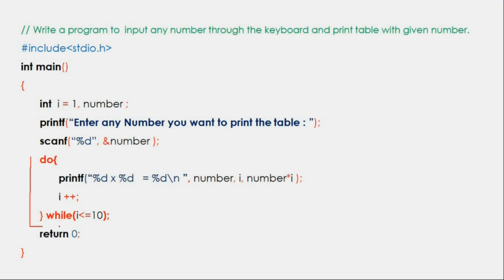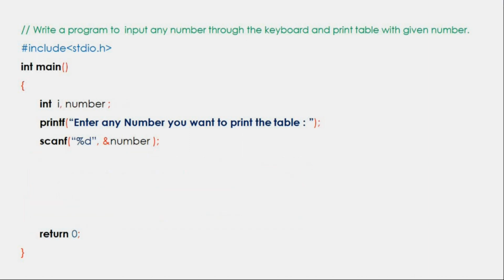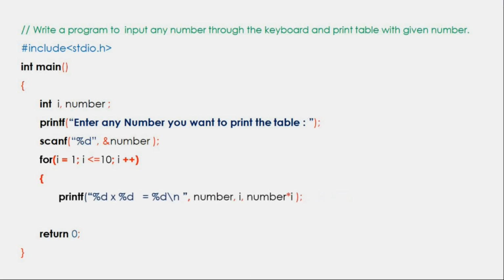First of all, remove the do while loop block in this code. And write for, open bracket, I equals to 1 semicolon, I less than or equals to 10 semicolon, I plus plus, and close the bracket. Then open curly braces. Now we need a printing statement for the for loop. So, we write printf, open the bracket within double quotes, %d into %d equals to %d \n, close the double quotes, comma, number semicolon, I semicolon, number into I. And close the bracket with semicolon, then close the for loop curly braces.